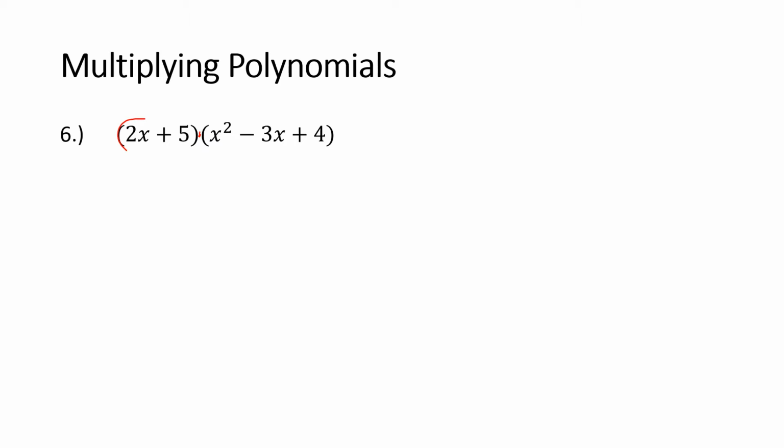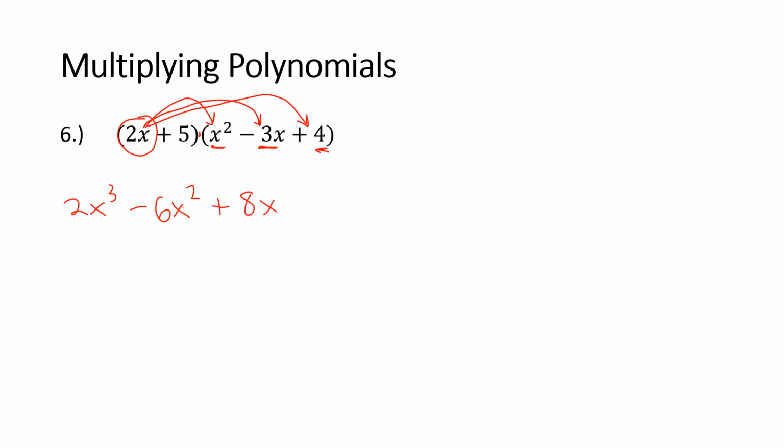Let's start by distributing the 2x. So we're going to do 2x times everything over here. We're going to do 2x times x squared, which would be 2x cubed. So x times x squared would give me 3 x's, x cubed. We're also going to do 2x times negative 3x, which would be negative 6x squared, because x times x gives you x squared. And last, we'll do 2x times 4, which will be a positive 8x.